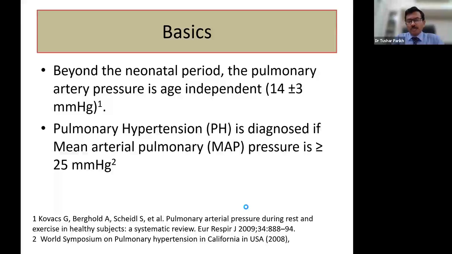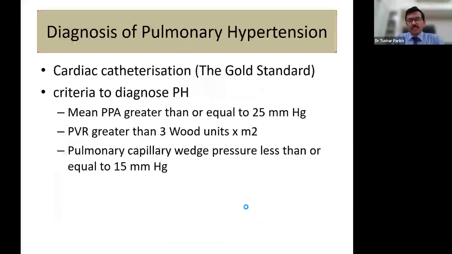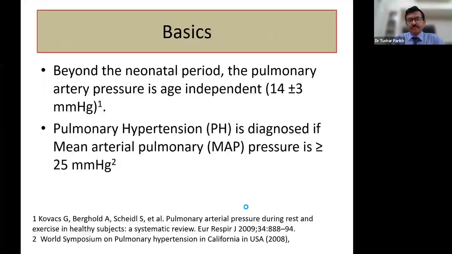But when we talk about the newborn period, we have to remember that in the newborn period, the exact value of pulmonary hypertension is not clear because it is gestation age dependent. And when the baby is in utero, the pulmonary pressure is high. And after the baby is born, over a period of first few weeks, the pulmonary pressure is expected to drop to the adult level, which is less than 15 millimeters of mercury.